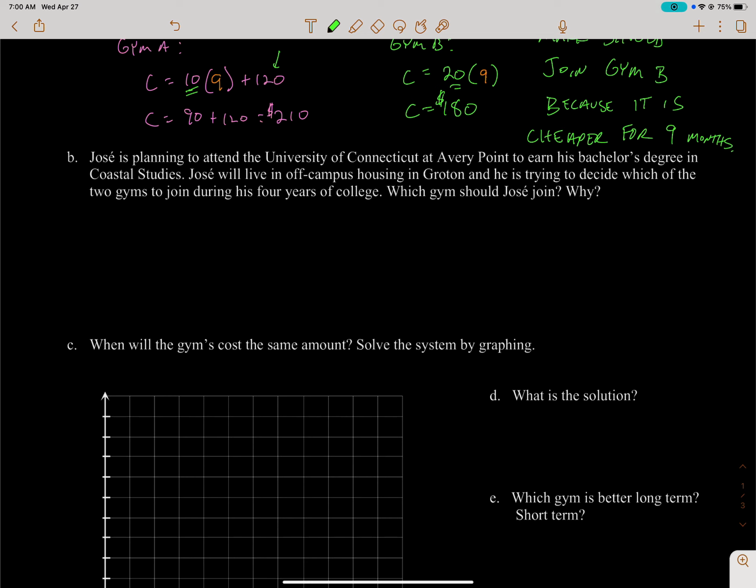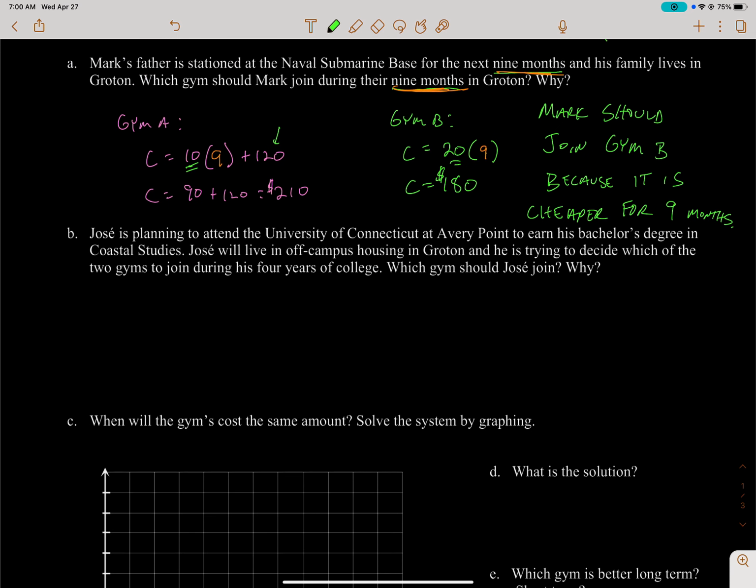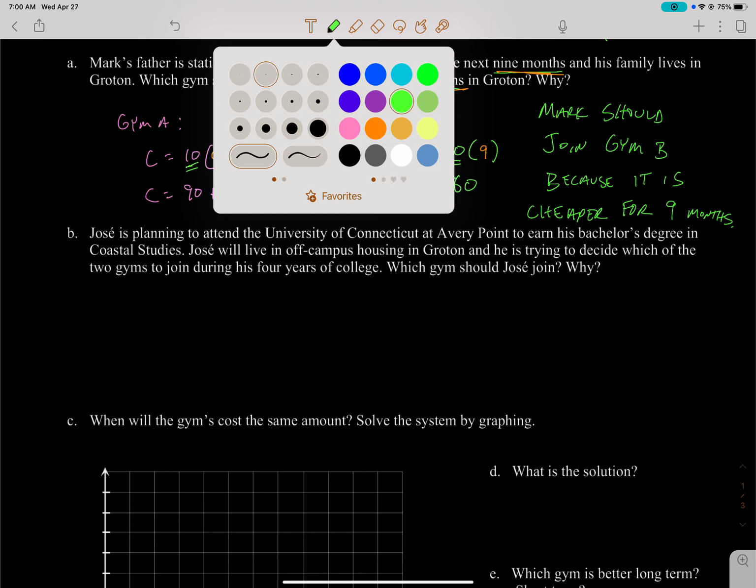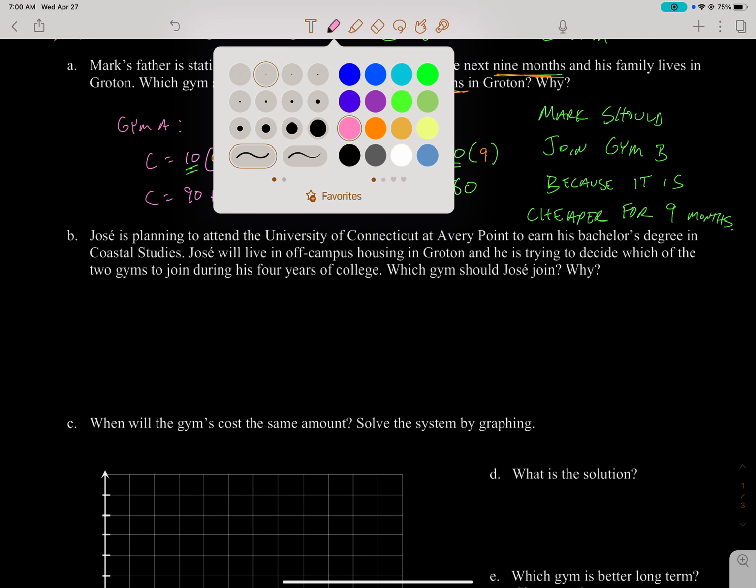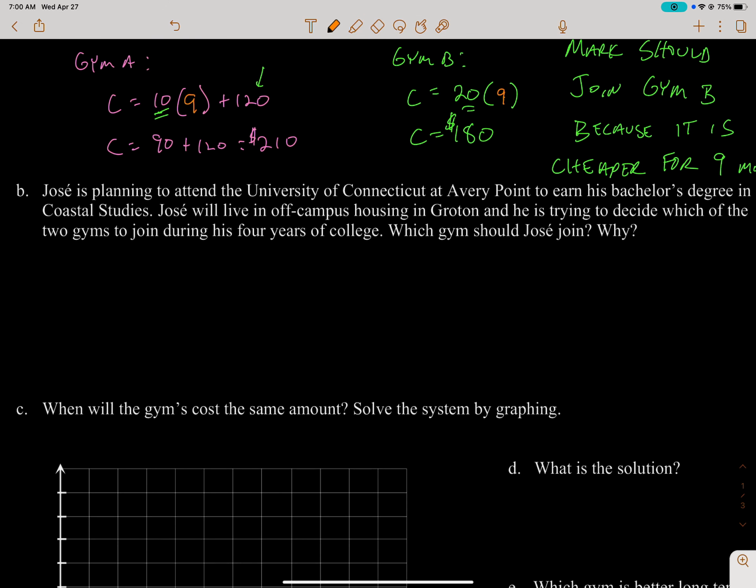All right? Jose is planning to attend the University of Connecticut at Avery Point to earn his bachelor's degree in coastal studies. Jose will live in off-campus housing in Groton and is trying to decide which of the two gyms to join during his 4 years. So he's staying there much longer. I bet it's going to be the reverse. So let's try Gym A. So first of all, how many months is 4 years? So 4 years of college, that's going to be 12 months a year, right? So it's going to be 4 times 12. That's going to end up being 48 months that he'll be there.